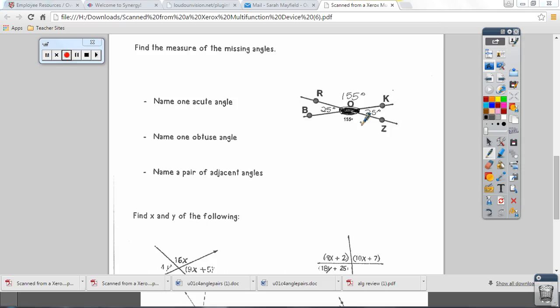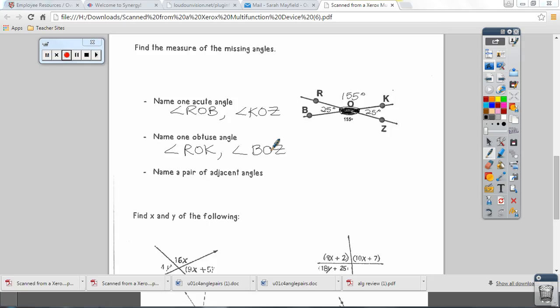Name one acute angle. There are two. You can say angle ROB. You can also say angle KOZ. You could also flip them. Angle BOR, angle ZOK. An obtuse angle, I have ROK, or KOR, or I have angle BOZ.